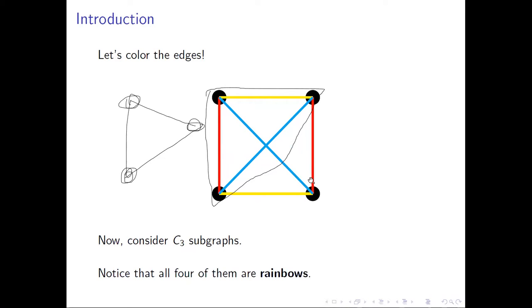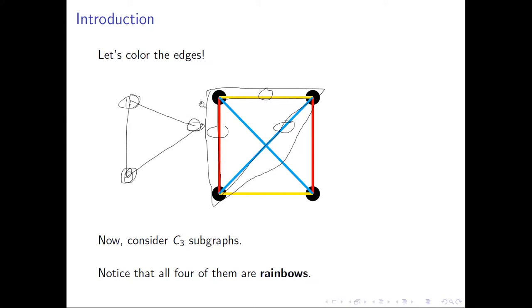Notice that every single C3 subgraph, like the one that I've just circled, is a rainbow. What I mean by that is that all the edges are colored differently. So here we have a red edge, a blue one, and a yellow one. They're all colored differently. So we call that subgraph a rainbow.